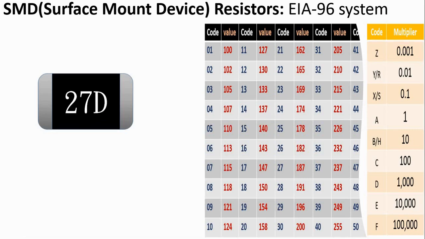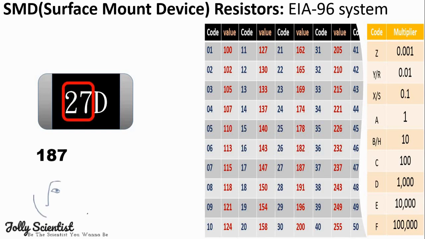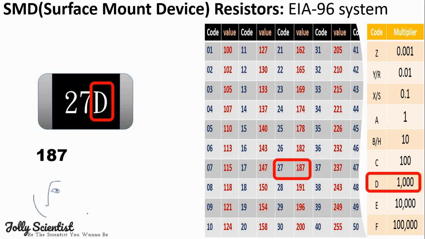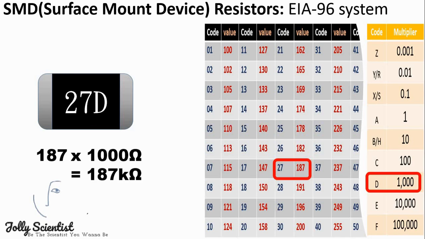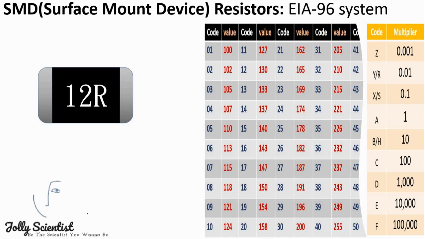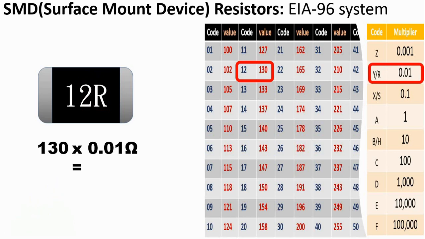Let's try another. 27 from your table is 187, and the letter D from our table is 1000. So we're having 187 kilo ohms, or 0.187 mega ohms. From your table, what is 12? Good. And what is the letter R? 0.1. Good. So we have 1.30 ohms.